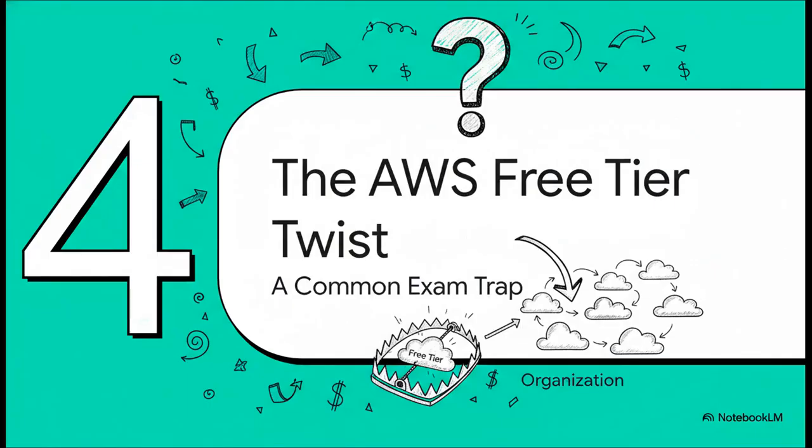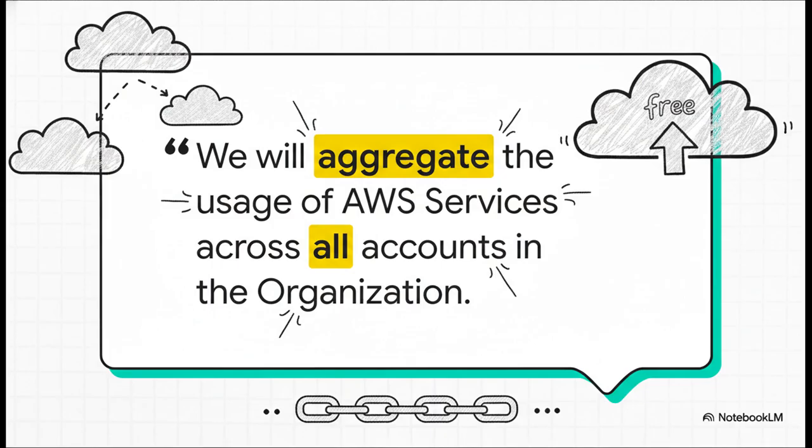Okay, we've talked about all the good stuff. But now, we gotta talk about the single biggest gotcha, the classic exam trap: how the AWS free tier works inside an organization. This is, without a doubt, where most people get tripped up. This quote right here from the official AWS terms is the golden rule. You have to remember this. The key phrase, the one you absolutely have to burn into your brain, is "aggregate the usage across all accounts." What that means is the free tier is not per account anymore. It's one shared pool for the entire organization.